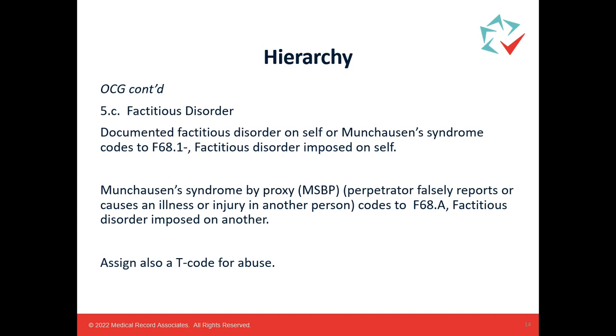Then there's the factitious disorder, that's 5C, also known as Munchausen syndrome. And the coding guideline basically says that factitious disorder on self or Munchausen syndrome codes to F68.1 with the 5th character. And then also code a T code for abuse.